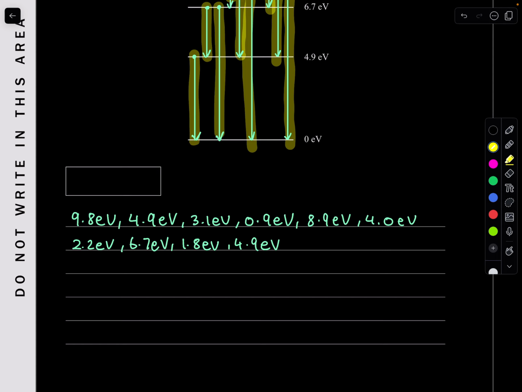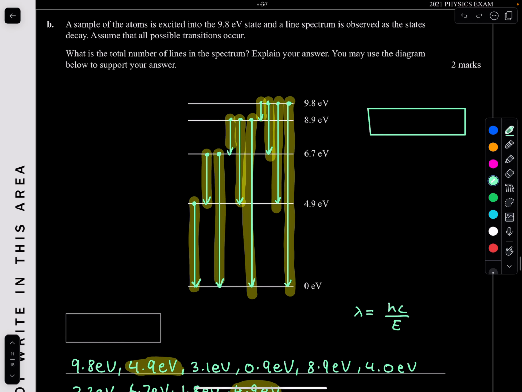4.9, 4. Aha, there's a problem here. These two energies are the same. Now remember, wavelength is hc over the energy of a photon. So if you have all different energies, that means you have all different wavelengths. So you'll have different parts here, a peak here, a peak here. These are all going to be different. Each peak is a different wavelength.